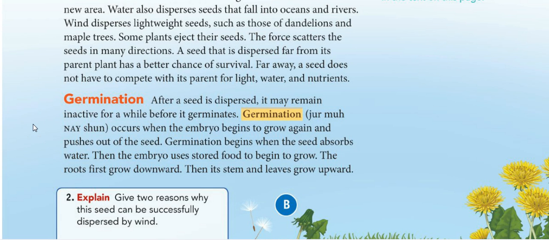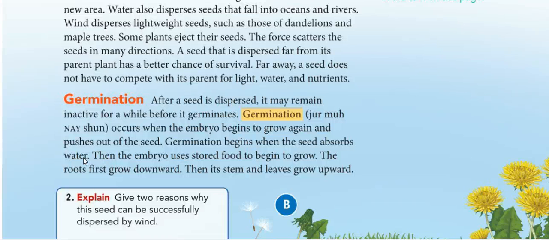Germination is when the seed starts to grow. In order for the seed to start to grow, it absorbs water. So again, that's why the seeds in the packets don't start growing. But once we plant them in some soil and you water them, the seeds absorb the water and the embryo inside the seed starts to grow.